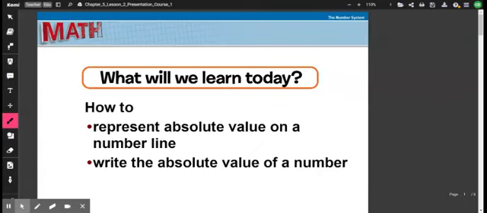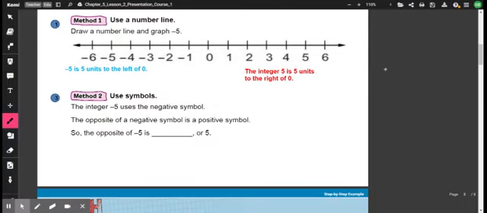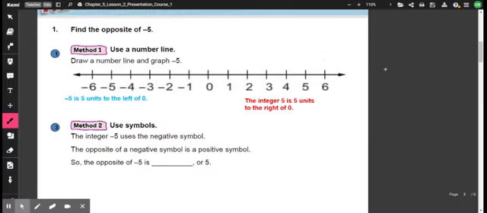We are on chapter 5, lesson 2. We're on page 356. Today we're going to be learning about how to represent an absolute value on a number line and write the absolute value of a number. Let's look down at number 1. Example 1 is on page 356.